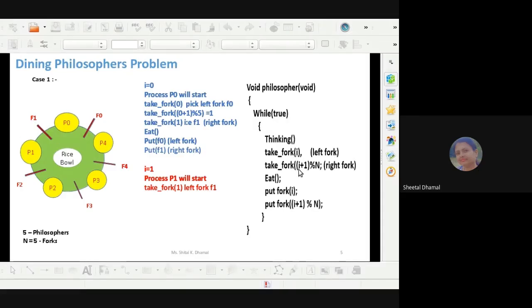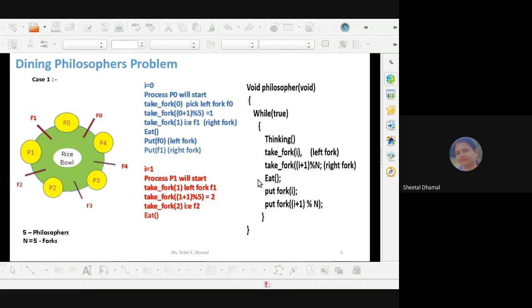The value of i is equal to 1, so here 1 plus 1 is equal to 2. This 2 represents the index value of the fork. So he will pick up the fork present on his right hand side. So now he will pick up the fork F1, and he will pick up the fork F2.